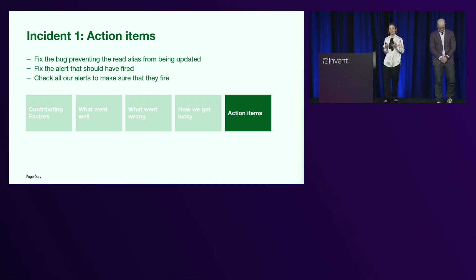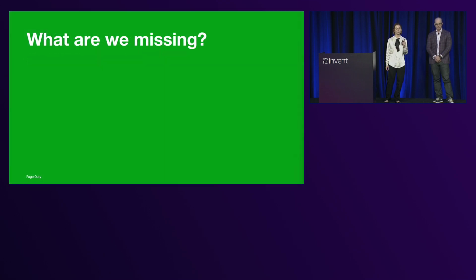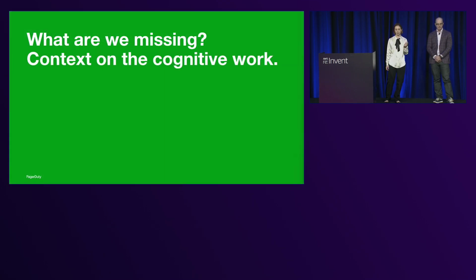The organization is not likely to have gotten a lot of ROI out of this incident review and the time spent on it. It was kind of a box ticking exercise with not a lot of value that doesn't show the impactful and beneficial coordinative work. So that work's implied, but it's never actually explicitly stated. So I want you all to think about what questions you have about incident 1 and what we're missing, which is the context on the cognitive work.